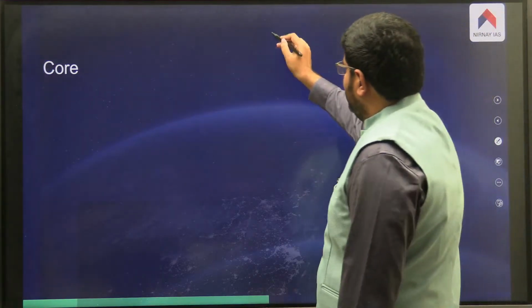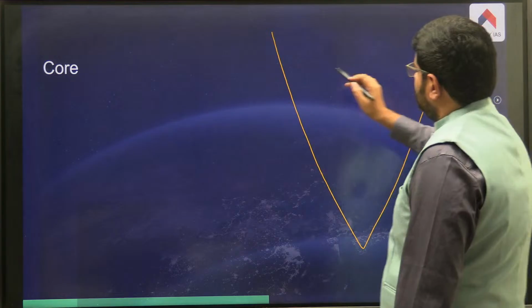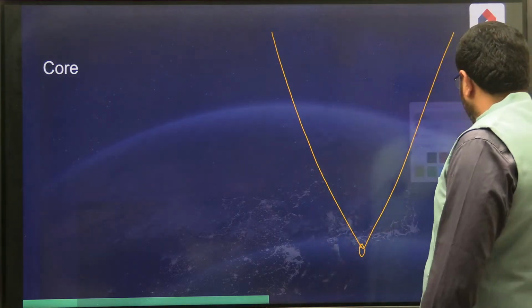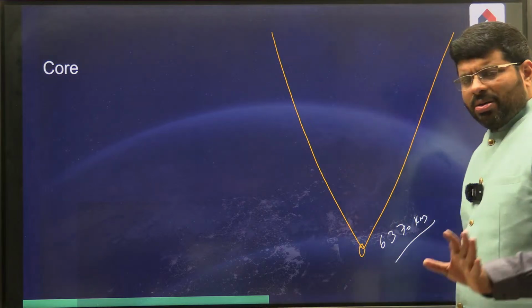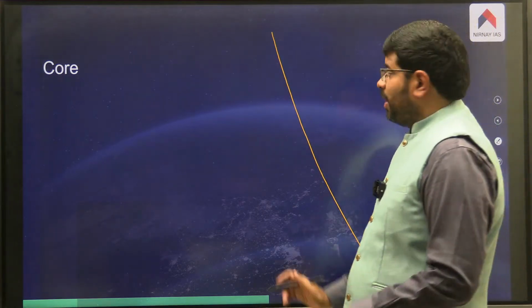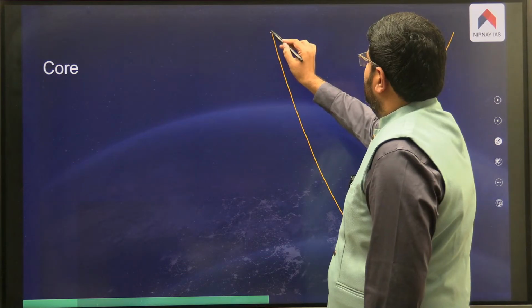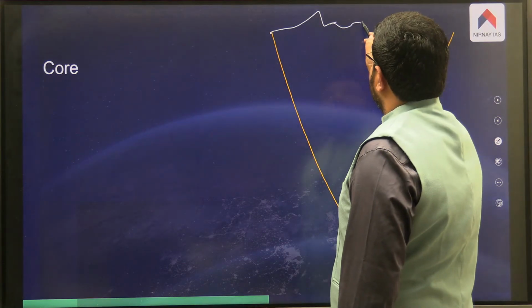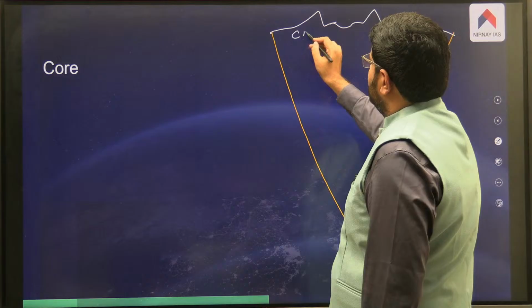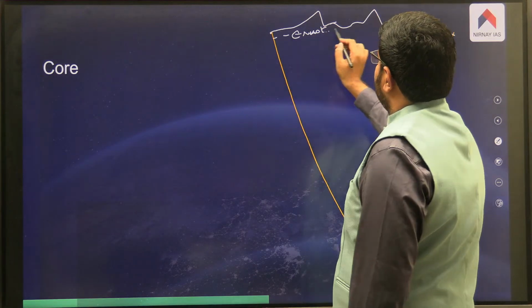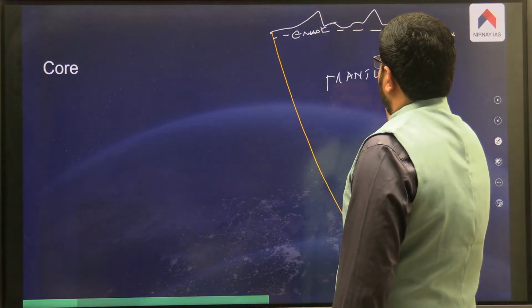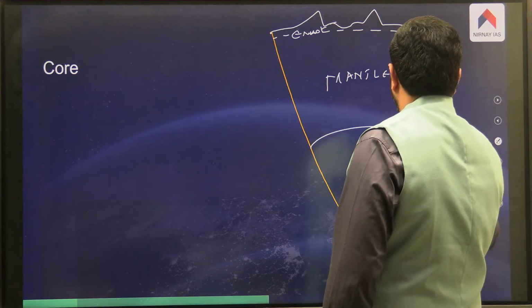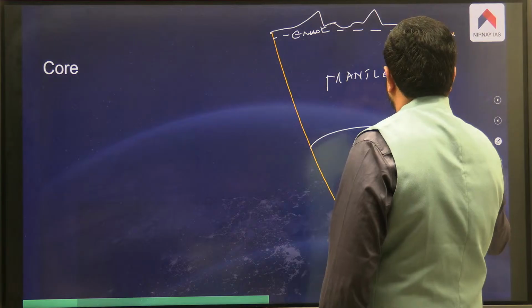So you can see it here. This is the center, which is around 6,370 kilometers. You can remember 6370 for simple understanding. The mountains, the oceans which we have, this is the crust, the first few kilometers. This is the entire mantle until 2,880 kilometers.